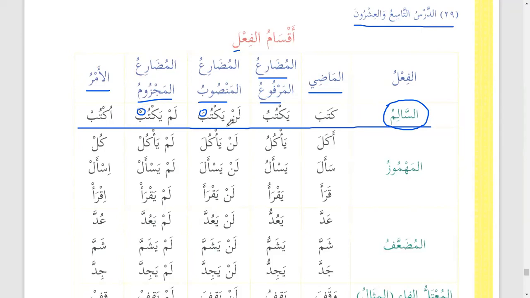So when we say lan, it means will not, and lam means did not. Please remember that. Lan means will not, and lam means did not. So lam yaktub, and fi'l al-amr will be uktub, yani you write. So lan yaktuba, he will not write. Lam yaktub, he didn't write. And uktub, you write. So this is fi'l al-amr. So we have the past and the present, and in present we have al-marfu' with dhamma, al-mansub with fatha, and al-majzum with jazm, and then we have fi'l al-amr, which is uktub.